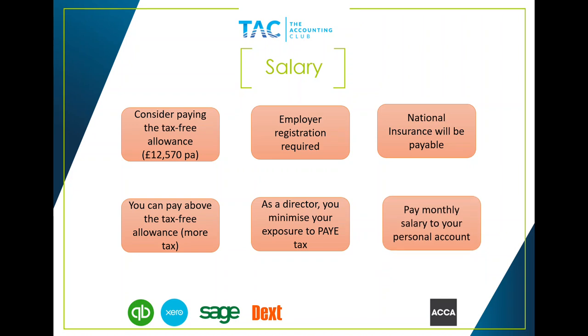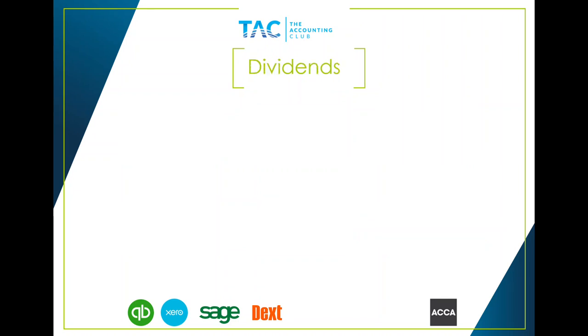If you're taking a salary, the recommendation is for you to pay this monthly to yourself from your business account into your personal account. Dividends. Dividends are distributions from profit. So your company has traded, you have a profit of, say, £20,000 after tax, then the whole of that £20,000 can be taken out as dividends.